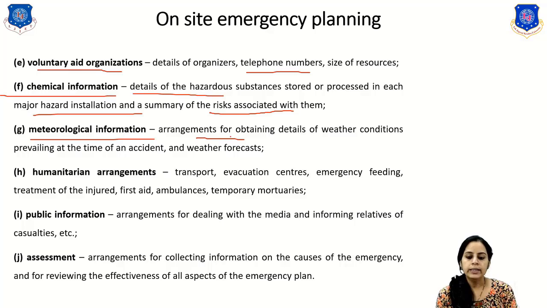Right. Then next is humanitarian arrangement. It includes transport, evacuation center, emergency feeding, treatment of the injured, first aid, ambulance, temporary mortuaries. Okay. The next aspect, which is public information. It includes the arrangement of dealing with the media and informing relatives of the casualties, right?